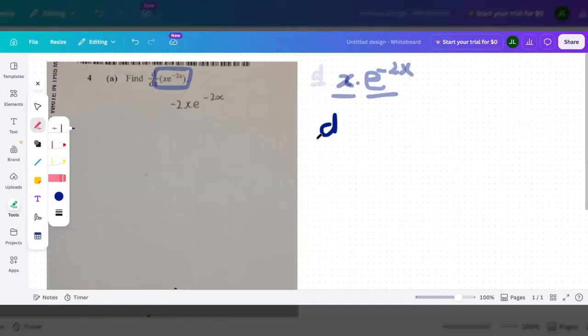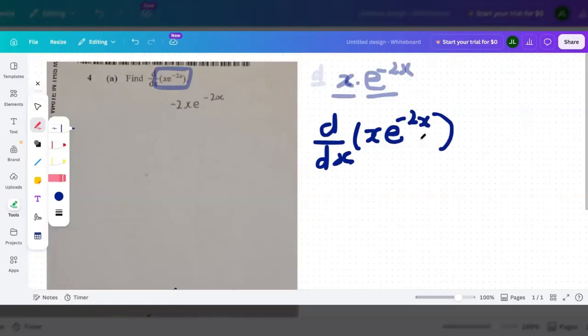You are supposed to do a differentiation of this. So if I want you to do d/dx of this, what happens? Let's write the question down again. This is x times e to the power negative 2x, and you will use the product rule.